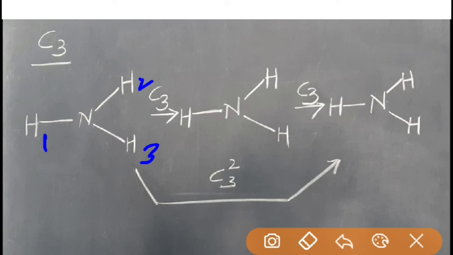When I am crossing a C3 axis, how are we going to imagine this C3 axis? It is crossing through the nitrogen atom. So just try to imagine an axis which is perpendicular to the plane of the paper, to the plane of the board, and crossing through the nitrogen atom. Now you just rotate it.